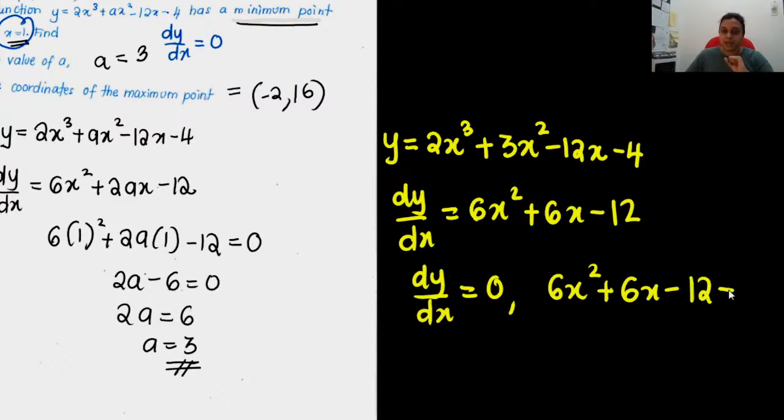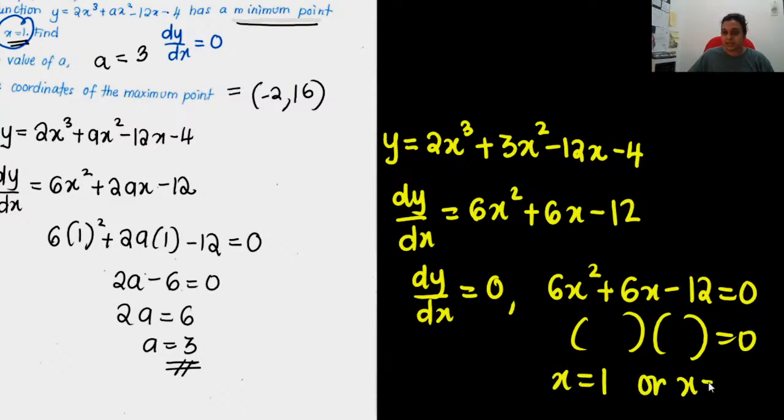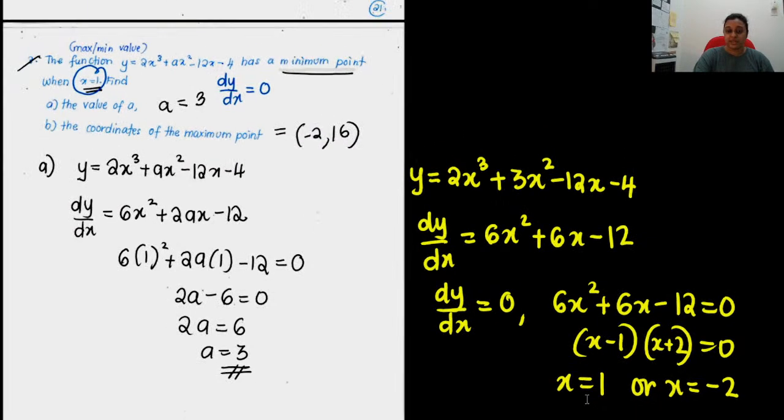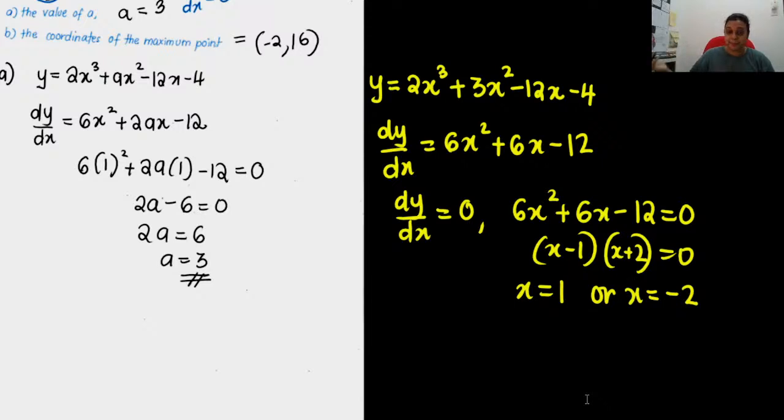So 6x squared plus 6x minus 12 equals 0. We can use our calculator. 6 and negative 12. Okay, 1 and negative 2. Teacher's getting x equals 1, the other one negative 2. So here, (x minus 1)(x plus 2). So we already know negative 2 is going to be the maximum point. You don't have to prove. There's no proving here. It's automatic because x equals 1 is minimum.